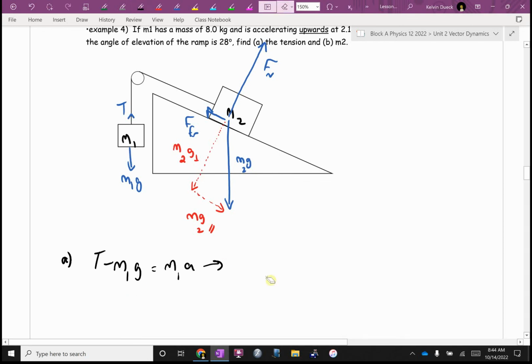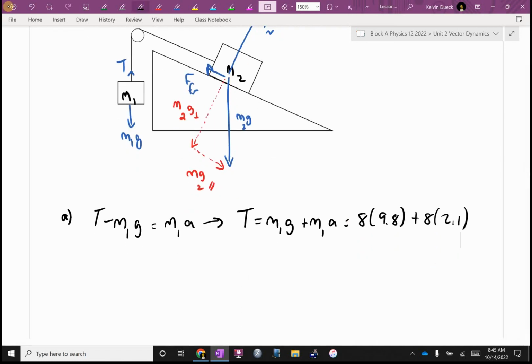I think just plus the M1G over, right? I don't need to do a swap. The T's going to stay where it is because it doesn't have a negative in front of it or anything like that. So tension is going to be M1G plus M1A. It's going to be 8 times 9.8 plus 8 times 2.1. Keegan, my friend, what do you get?